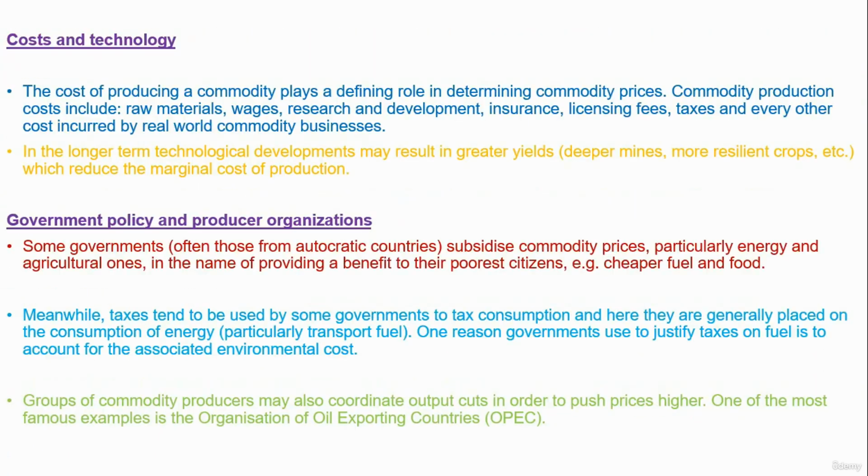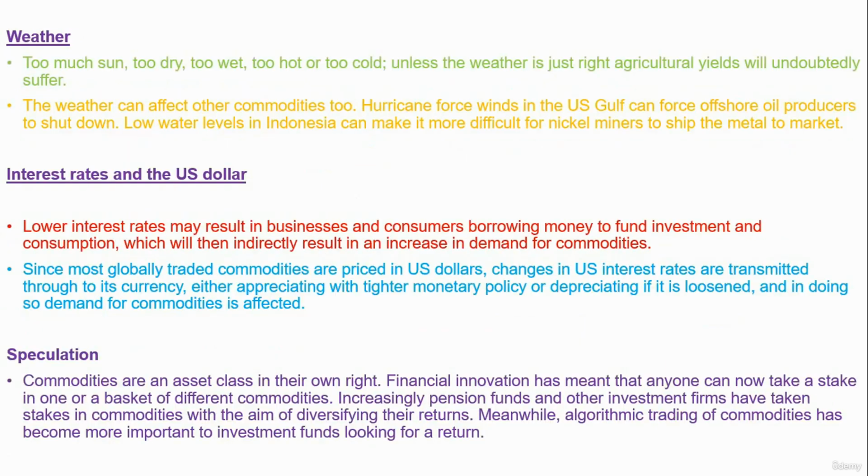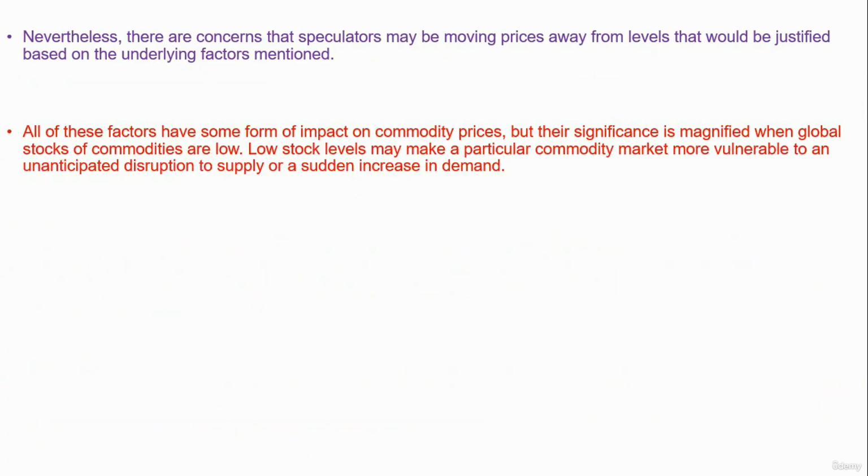So friends, we have seen the factors. First is income and population, cost and technology, government policies, and how producer organizations are impacting. We know the weather is also impacting, as are interest rate cuts and hikes, the US dollar, and speculation. These are the factors which are affecting the commodity market. As a commodity trader, you can be a crude oil trader, natural gas trader, gold trader, or soft commodity trader also. There is concern that speculation may move prices away from levels justified by the underlying factors mentioned.